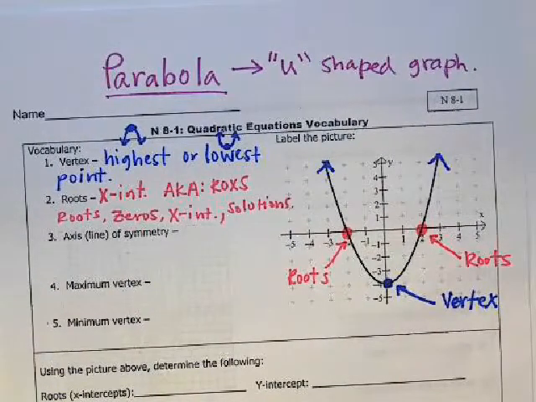Okay, another new one is your axis of symmetry. It can also be called line of symmetry. Okay, so axis of symmetry and line of symmetry are the exact same thing.